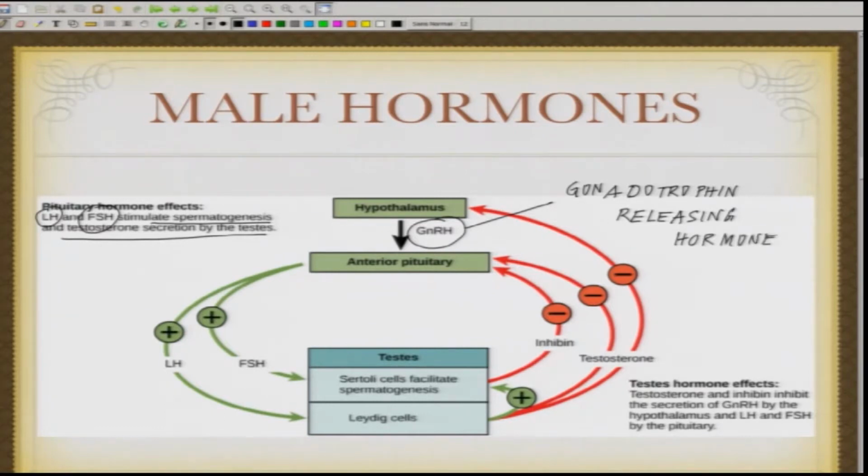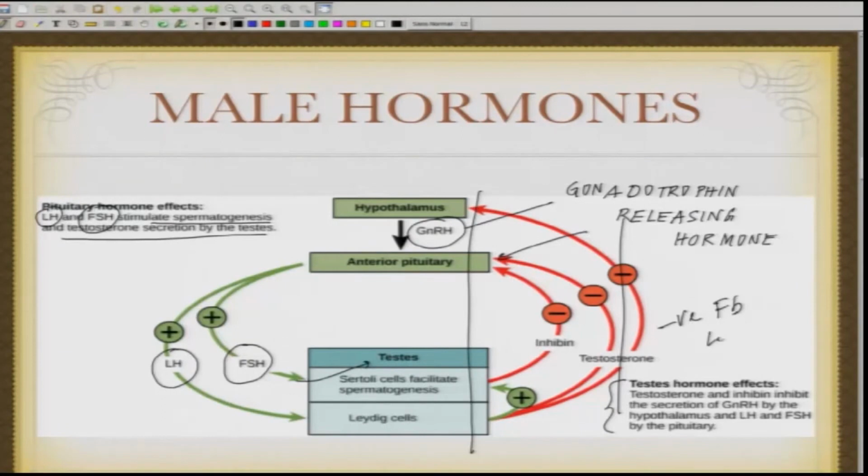They hit upon the anterior pituitary, which then tells the testes. So the anterior pituitary secretes follicle stimulating hormone and luteinizing hormone. They act on the testes, and the testes are involved in the production of the sperm. Okay, and yet there are feedback loops. So the testes hormone, testosterone, inhibits secretion of GnRH. So these are all the feedback loops telling it not to produce. So this is the negative feedback loop.